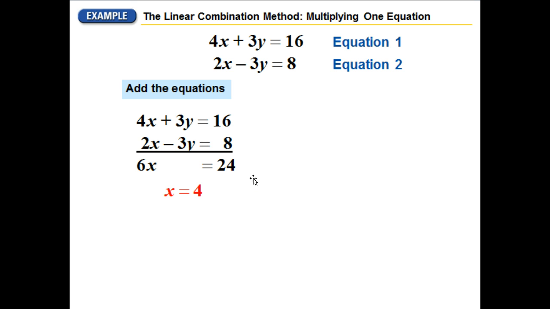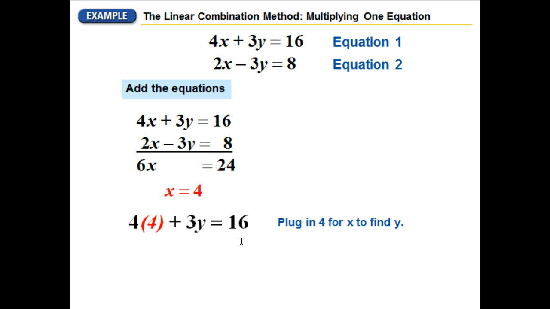Now that I've got my x value, my next step is to plug in 4 for x and find y. I can use either one of these two equations. It really doesn't matter. I chose the first one just because it was listed first, but it will work. Instead of writing x, I'm going to plug in 4 for x. Notice how it was 4 times x, now it's 4 times 4. And I'm going to simplify it and solve it.